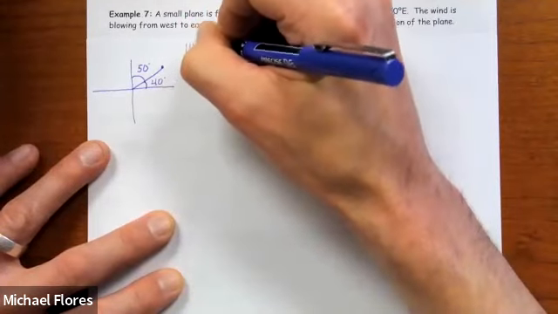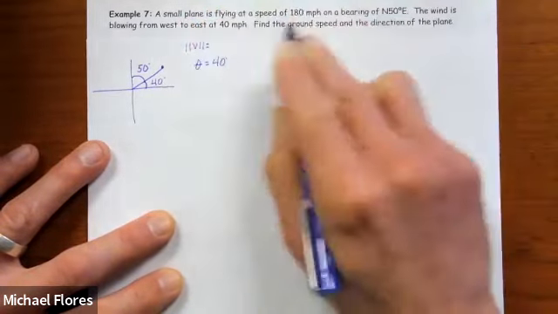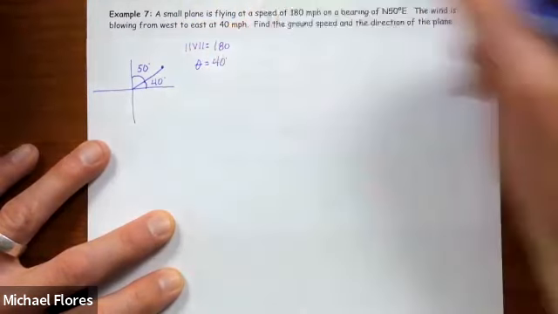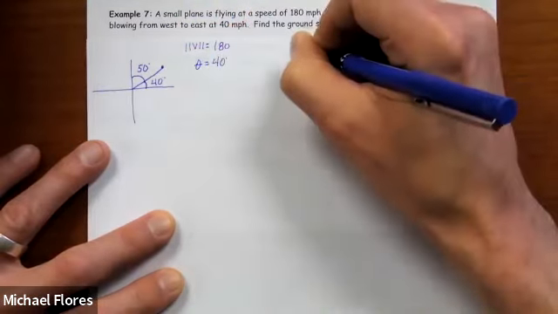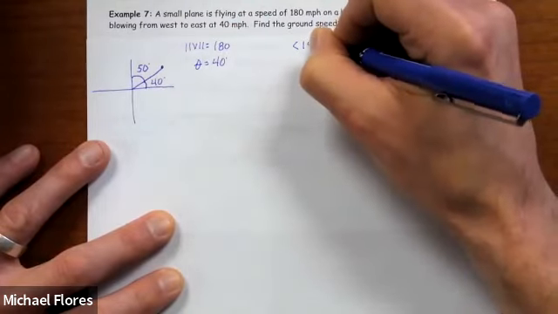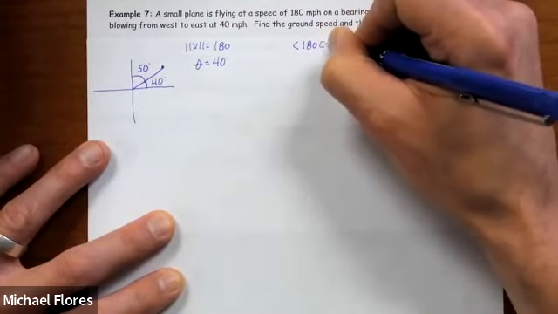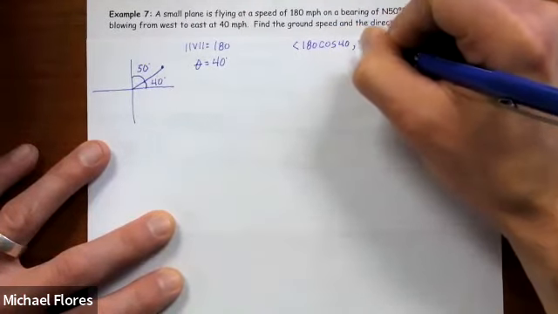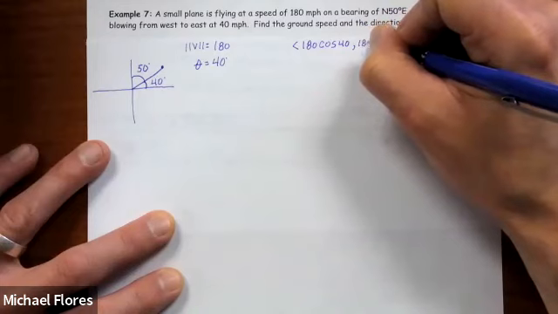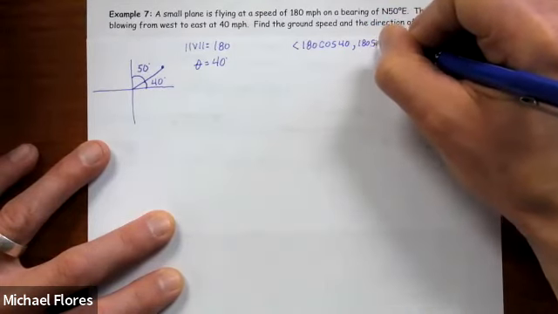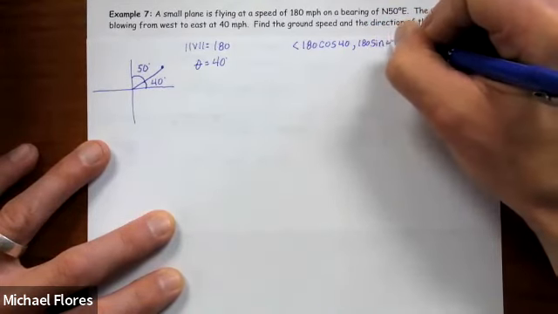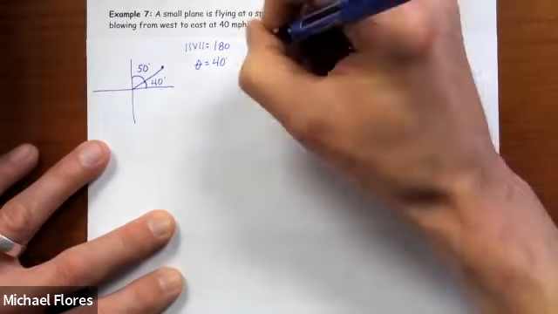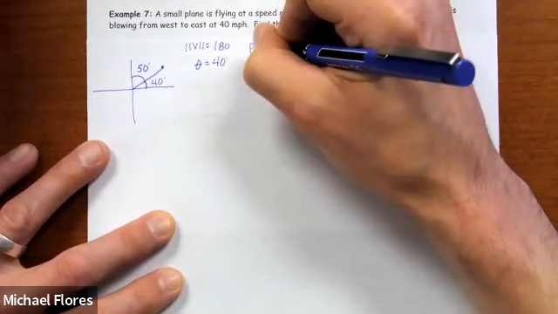Our magnitude, our velocity, is 180. I'm going to go ahead and build my component vector: magnitude cosine angle, magnitude sine angle. And this was for the plane. This is the component vector for the plane.